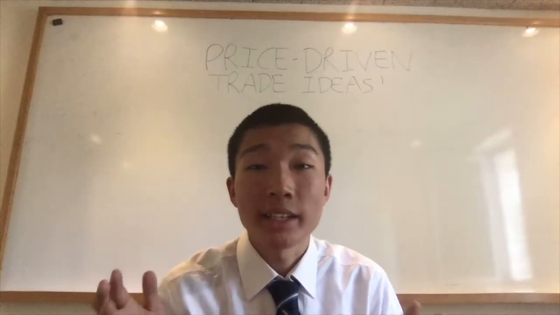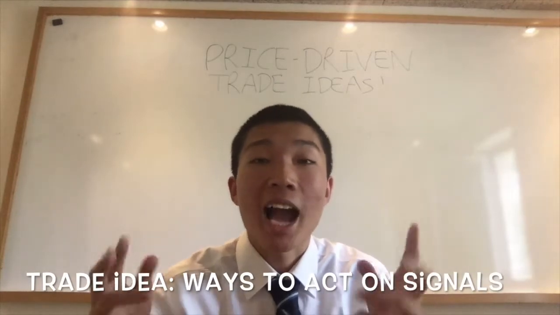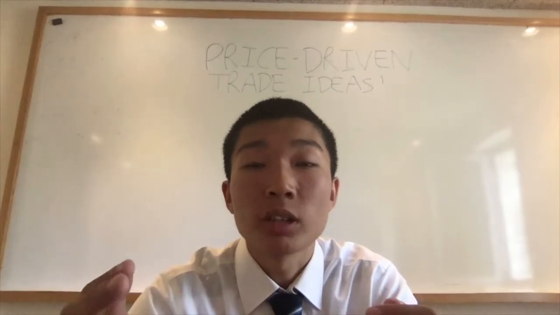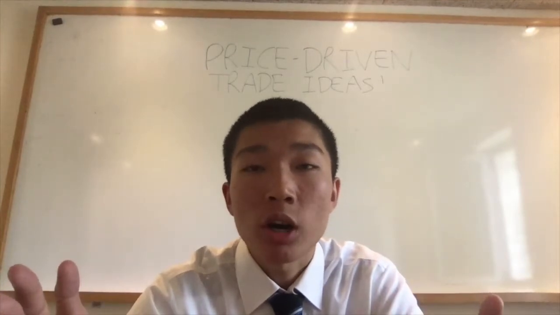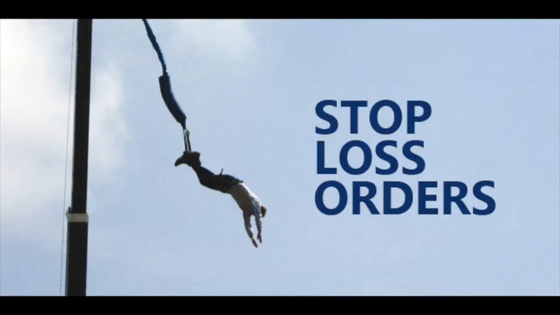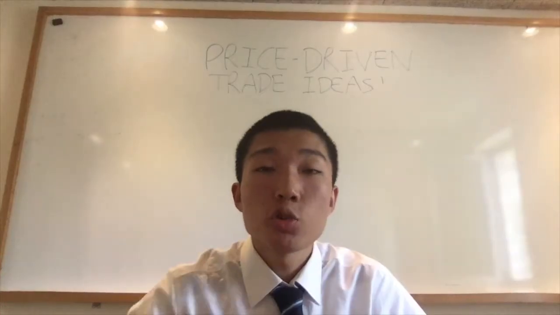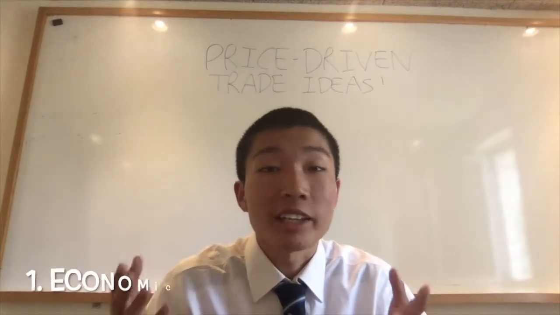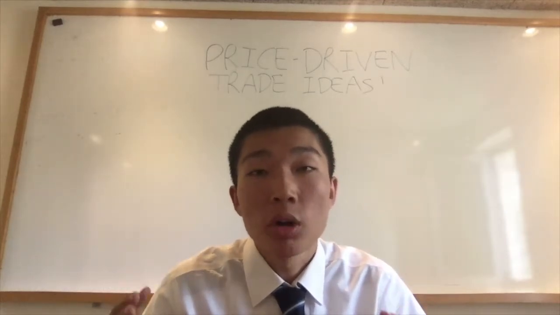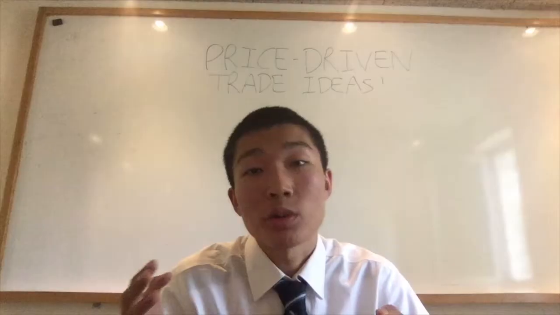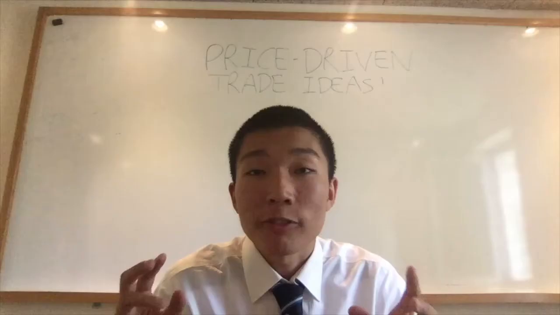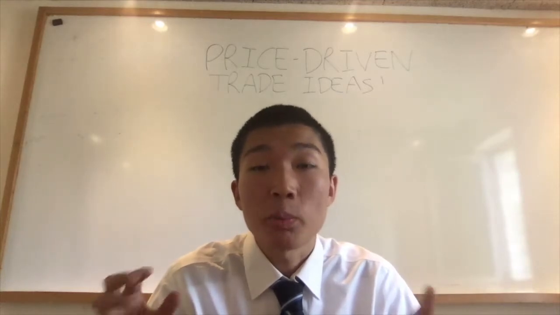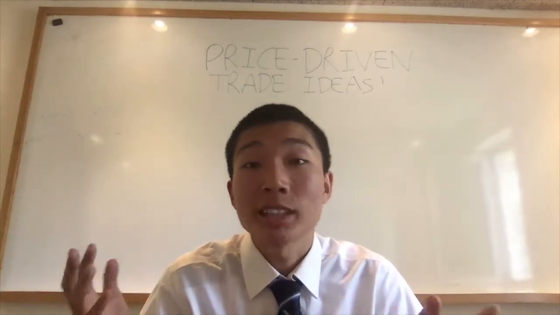What are trade ideas? Trade ideas are ways to act upon signals or triggers in the market. Some examples of trade ideas are profit target, stop loss, and entry price. There are two types of trigger or signals. Number one is an economic event, for example, the unemployment rate release or the CPI release. It really affects the market, and those you should really look out for. They could be a good sign to buy and sell a currency or a stock in the market.